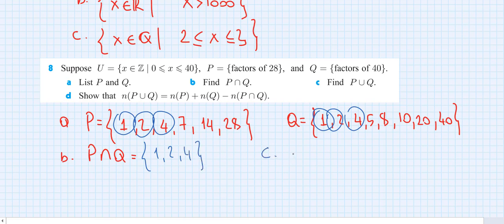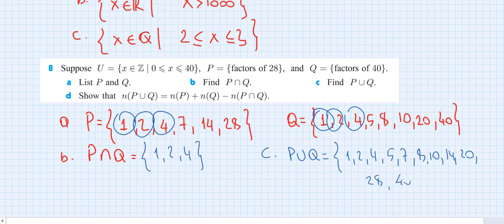And for part C, find their union. If it says their union, I have to combine them. If I have repeated elements, I just list them once. So it goes 1, 2, 4, 5, 7, 8, 10, 14, 20, 28, and 40.